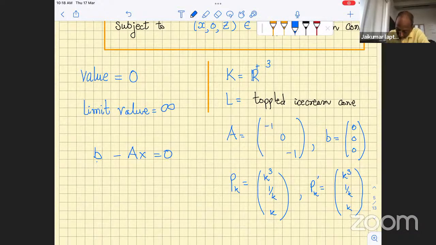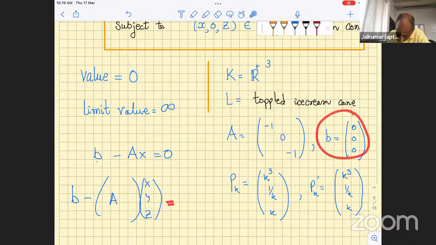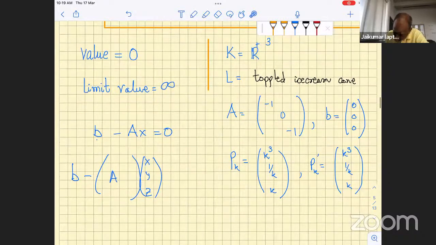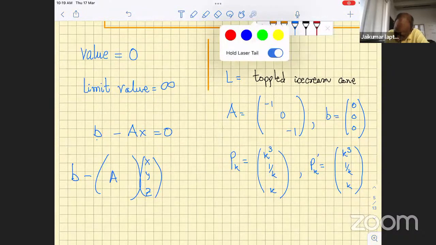So if I take a typical point X, Y, Z, and apply the matrix A to it, and I do B minus A applied to X, Y, Z for this value of B, then I basically get X and Z, the 0. So I walk along this curve. Why am I calling it a curve?